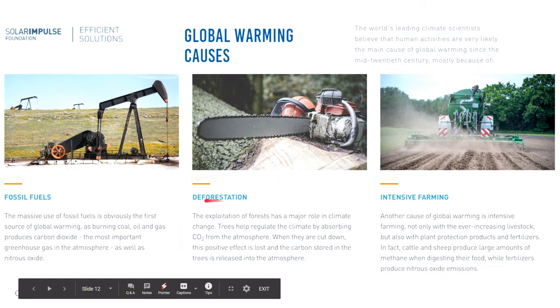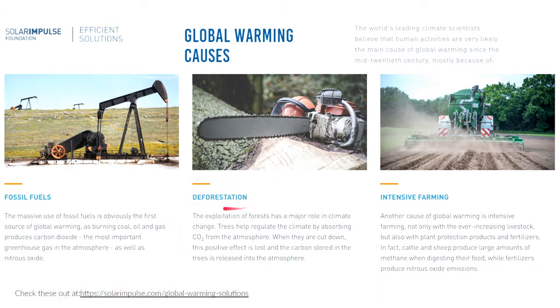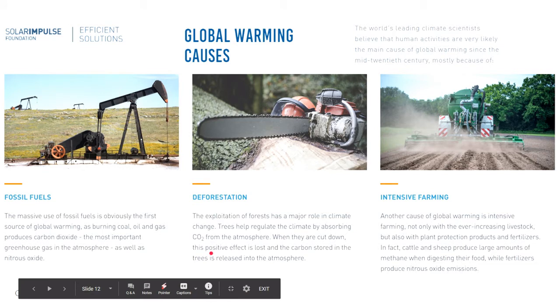Deforestation also, so deforestation, removal of forest. This is the exploitation of forest because we all know that trees, being photosynthetic organisms, remove carbon dioxide from the atmosphere and use that to produce food and release oxygen. So if you remove the organisms that take away carbon dioxide, then it causes the carbon dioxide level to increase. Okay, when they're cut down, this positive effect is lost. The absorption of carbon dioxide stops, and the carbon stored in the trees is released into the atmosphere.